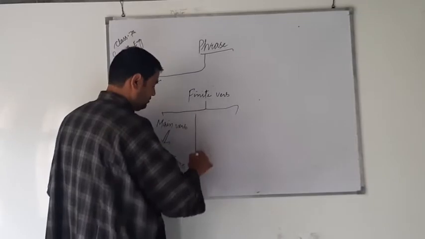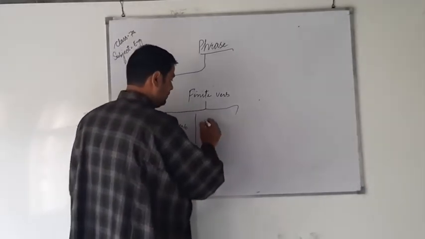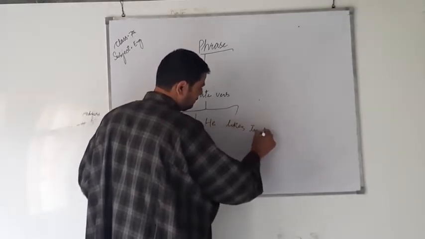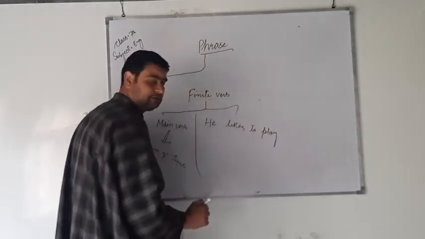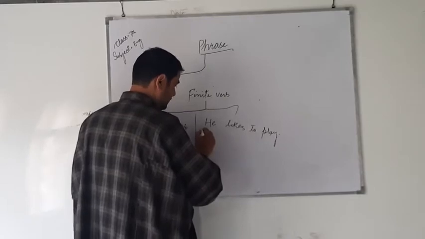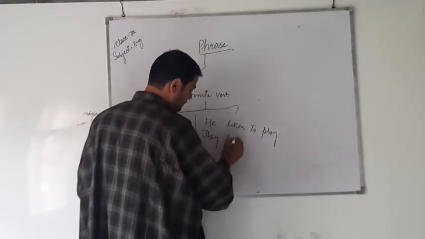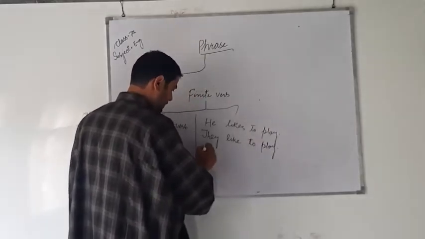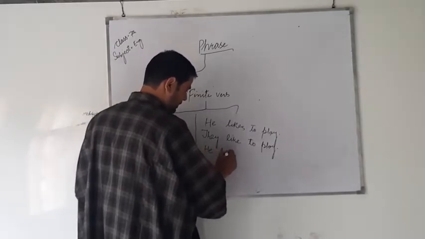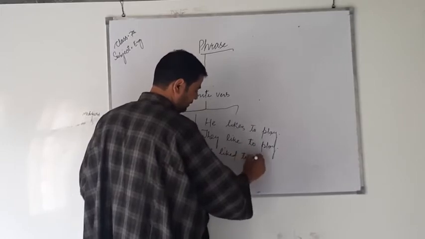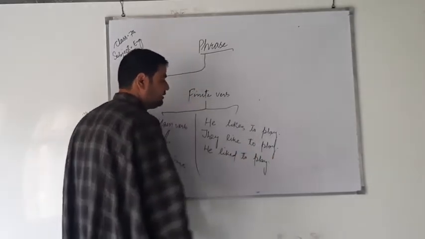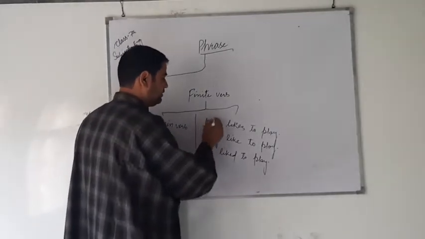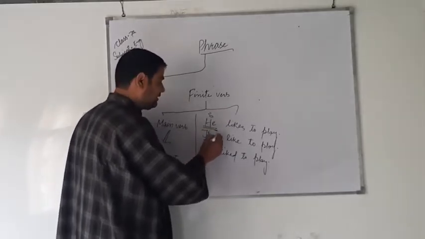Let me explain it with an example. He likes to play. They like to play. He liked to play. See, let us focus on these three examples. Here the subject is what? Singular. Here the subject is plural.